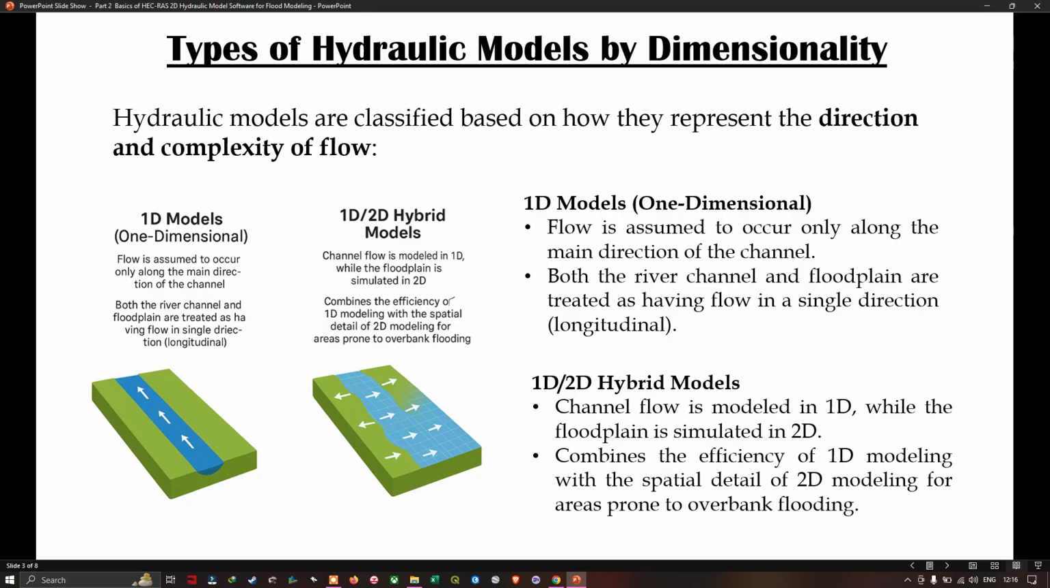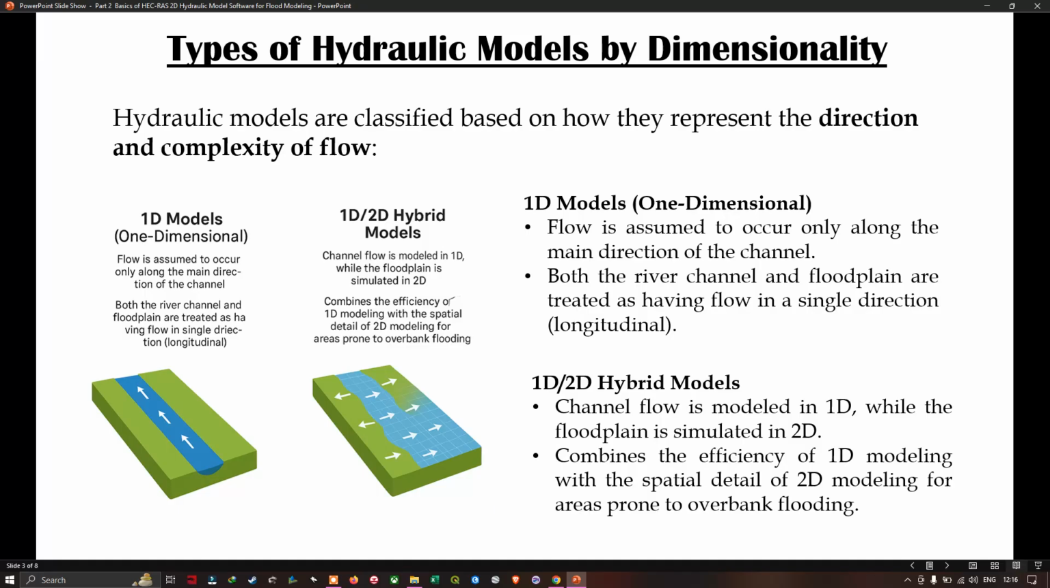So, the types of hydraulic models by dimensionality. Hydraulic models are classified based on how they represent the direction and the complexity of the flow. For example, in a one-dimensional model, the flow is assumed to occur only along the main direction of the channel, and both the river channels and floodplains are treated as having flow in a single direction.